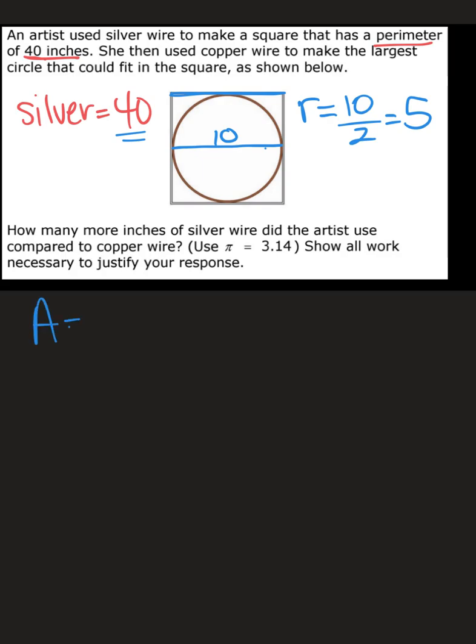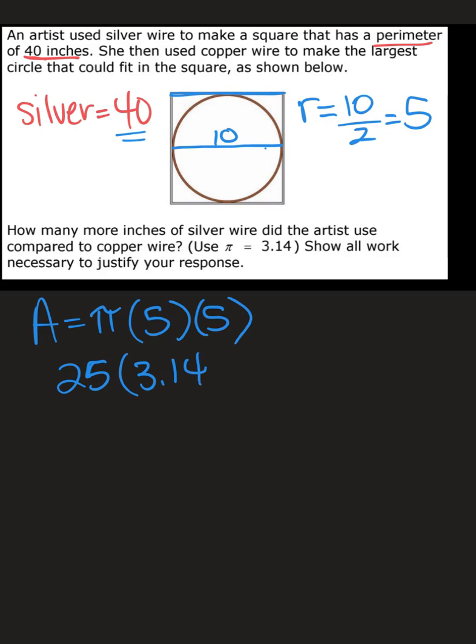So the area is equal to pi times r, which is 5 times 5. So I get 25 times 3.14. This gives me approximately 78.5.